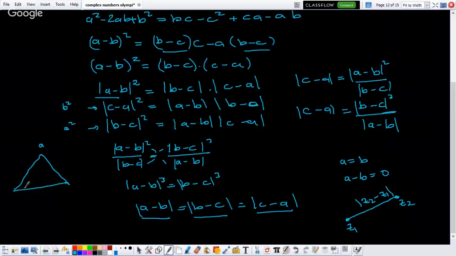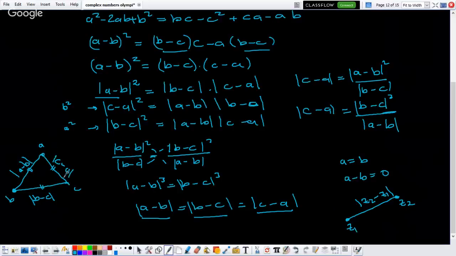If this is A, B, and C, and if all the sides are equal to each other, and these are also complex points, then the distance between A minus B, the distance between B minus C, and the distance between A minus C must be equal to each other. And here we prove that one firstly.